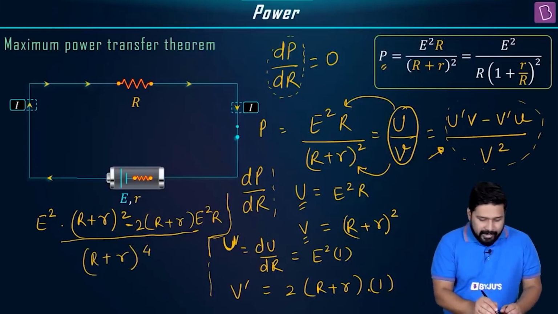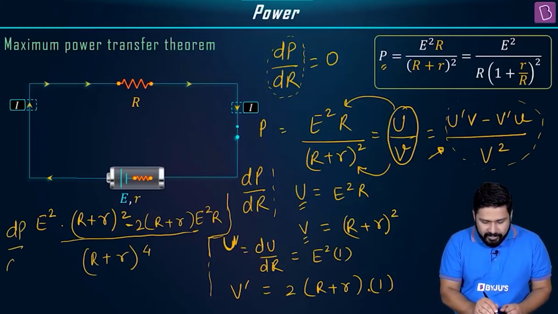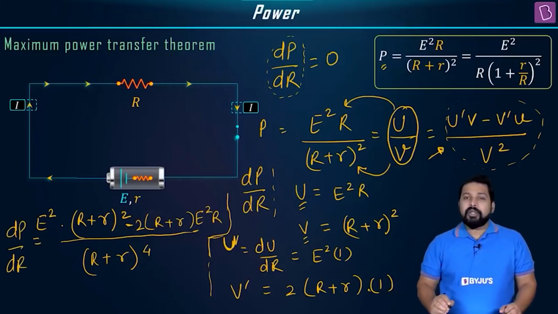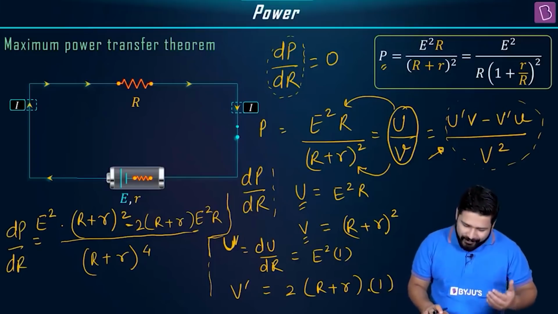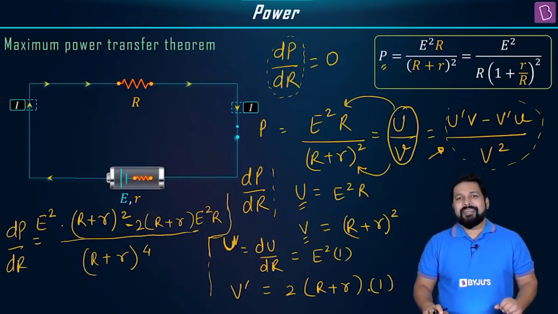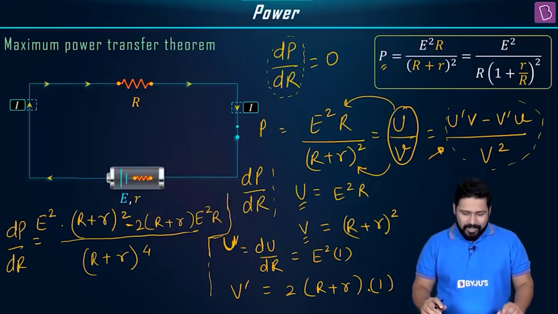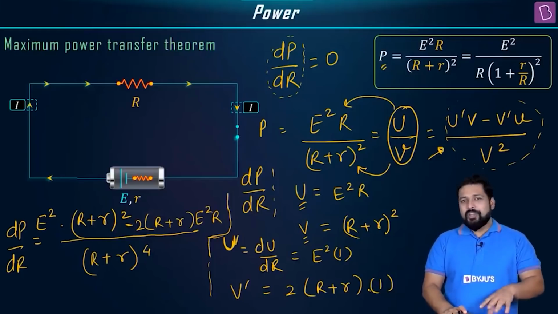This is what you get as dP by dR. And you need to equate this to be equal to 0. Equate this to be equal to 0, and then let's check the condition, what has come. Okay. So did you understand till here? Now can you equate it to 0?